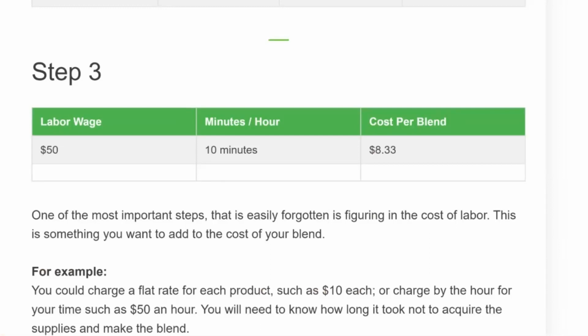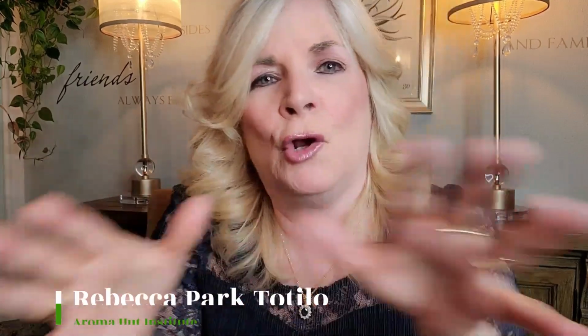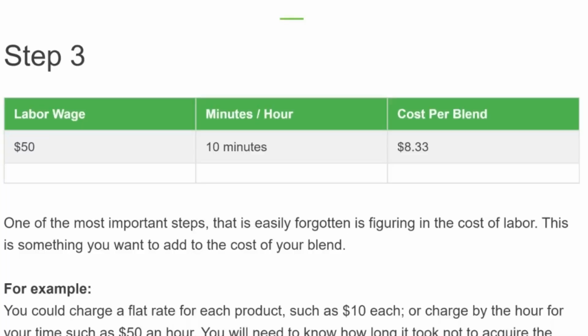So I'm figuring in labor wage at $50 an hour. Okay, I know that's high. I could probably go to $12 an hour or $15 an hour, whatever the going rate is for labor. But I figured that it was going to be about 10 minutes per bottle. Now, again, if you're scaling, this is going to be quite different, because if you're making 24 bottles at one time, then you're going to see that the cost is really going to drop, because you're going to be able to scale this. Now, at $50 per hour, for 10 minutes is $8.33.